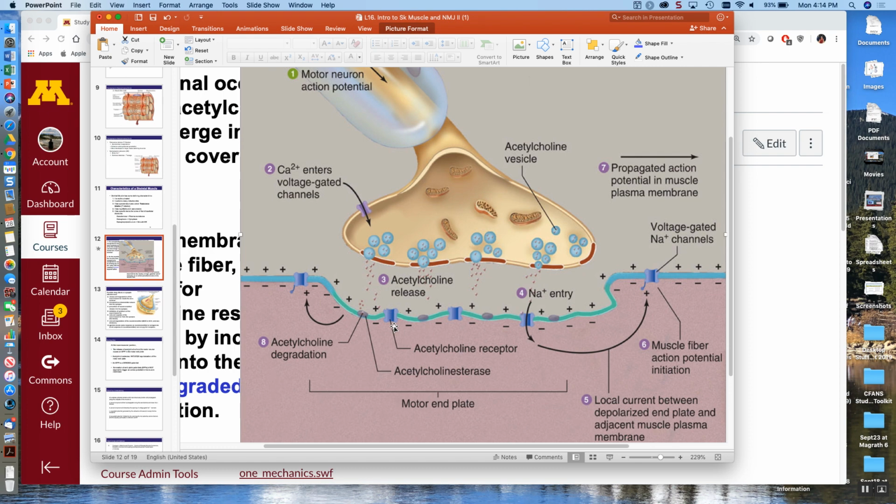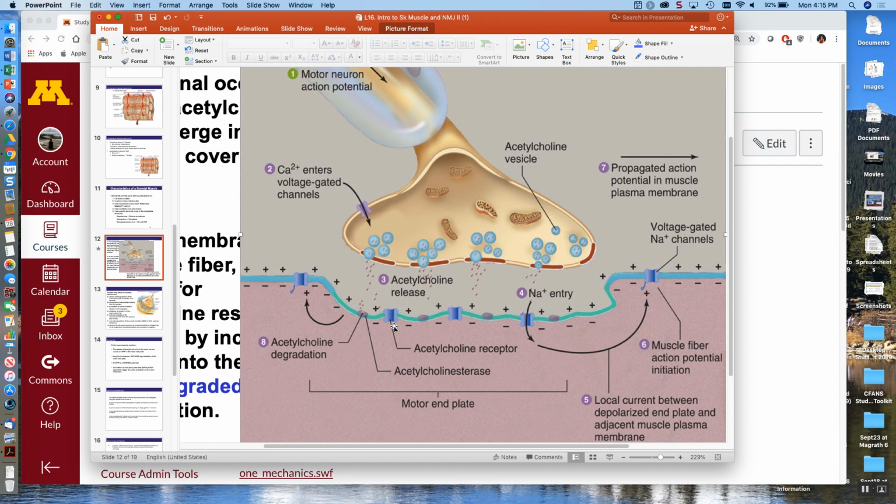This is actually called the end plate. This is the muscle here, so this is the motor neuron. This is the muscle. Skeletal muscle. Okay? Acetylcholine release is actually going to trigger opening of the nicotinic acetylcholine receptors. That depolarization wave, remember it's a graded potential, is going to radiate out in all directions. Okay? So you can actually see there's lots of nicotinic acetylcholine receptors.